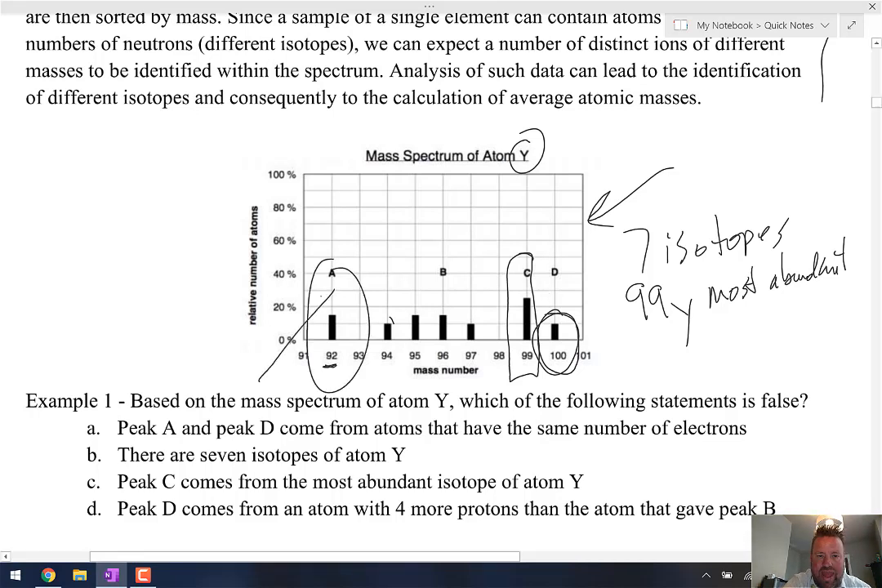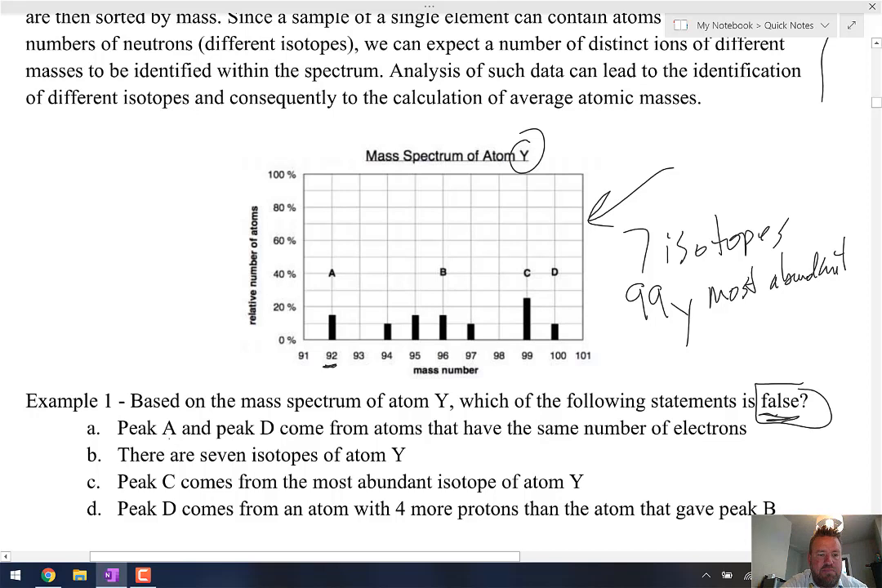So this one, A, has the fewest number of neutrons, where D has the greatest number of neutrons. All right. Based on the mass spectrum of atom Y, which of the following statements is false? I don't like these because I like looking for the right answer. Now we've got to look for the wrong answer.